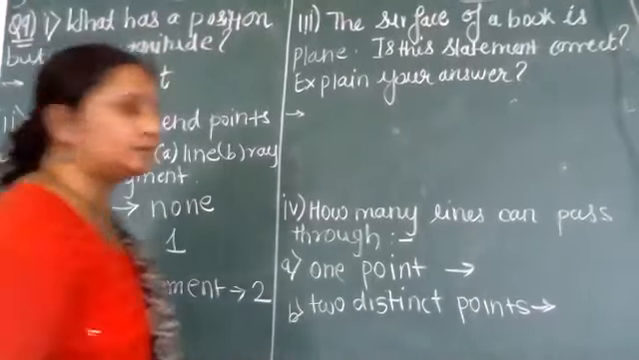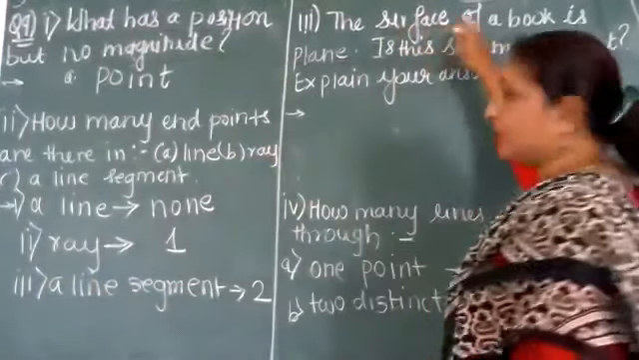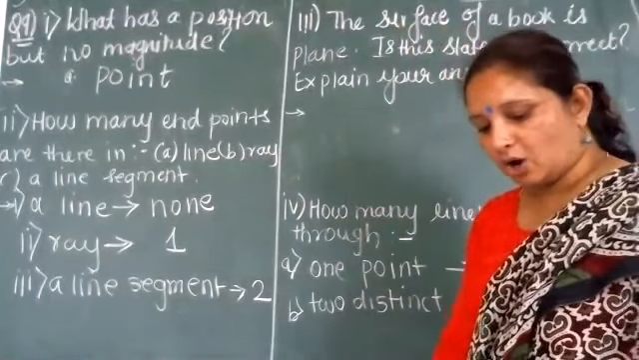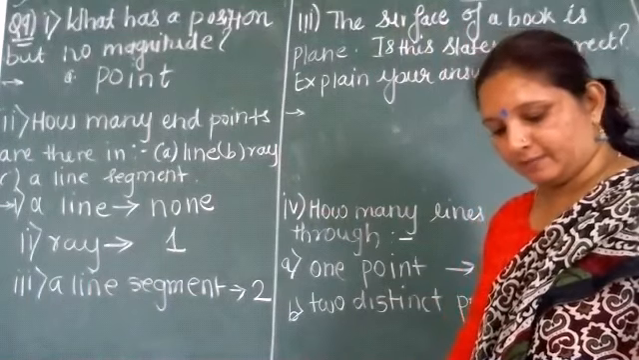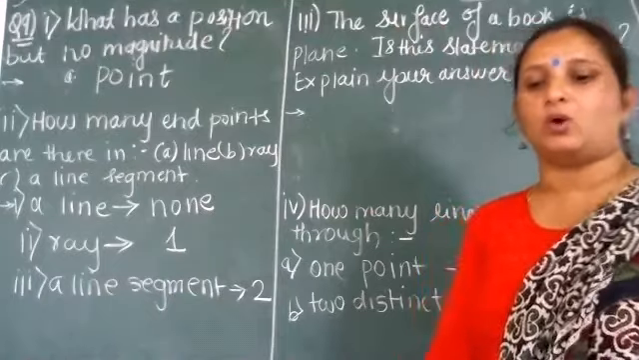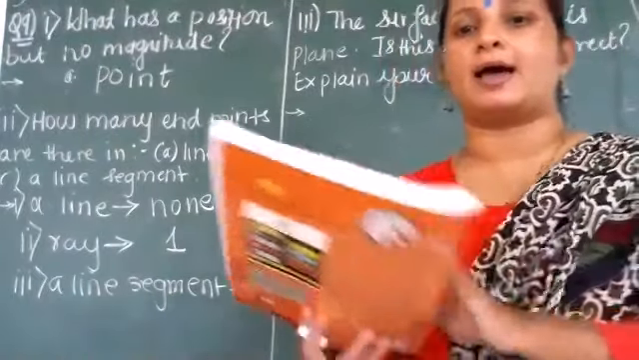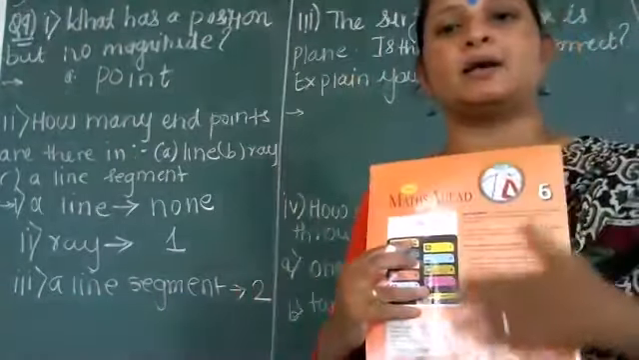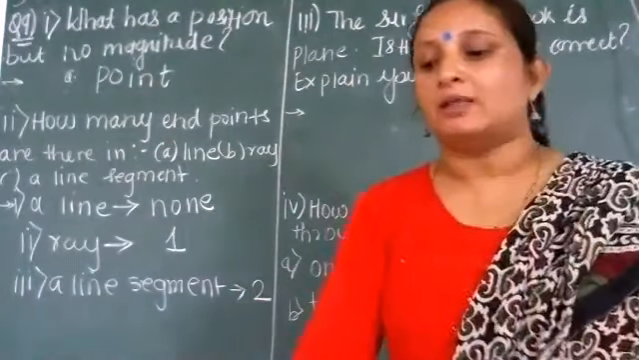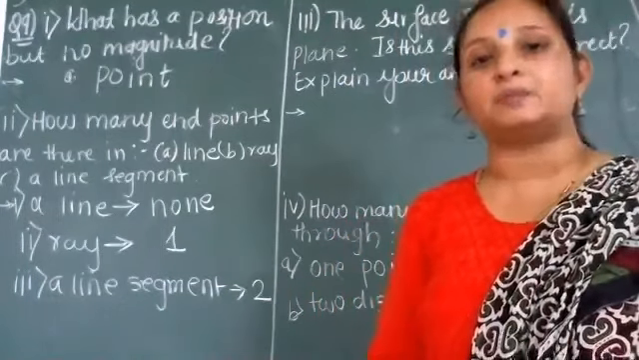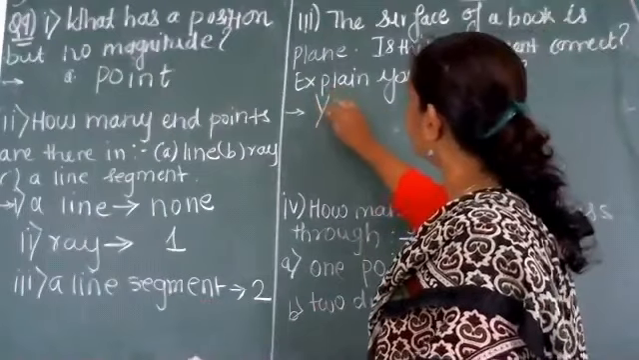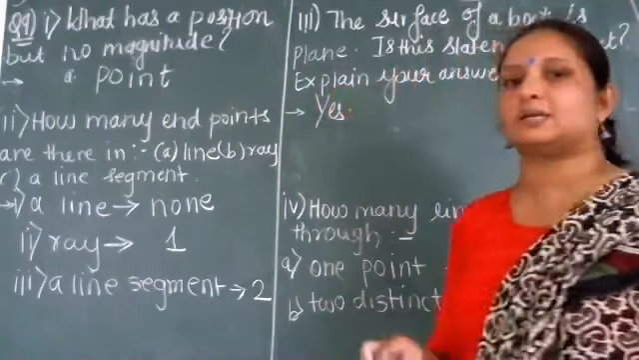The surface of a book is a plane. Is this statement correct? Now, if I hold this book in my hand, children, can you tell me whether its surface is plane or not? Yes, its surface is plane. Then they are asking why it is plane, which we have to mention. So here I will first write that the statement asked is correct.